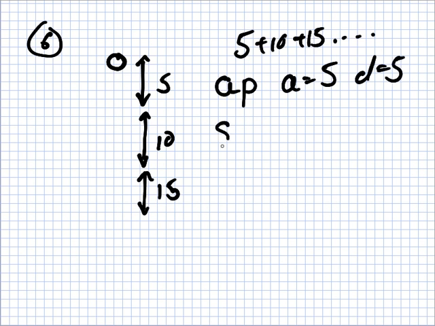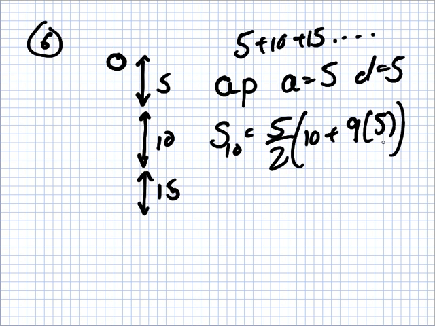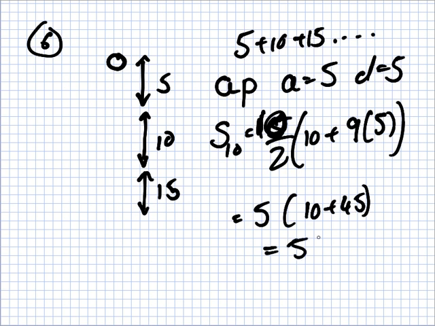So S10 is N over 2, 2A plus N minus 1 D. Oh, sorry, I put the 5 in my head because I was thinking of 10 over 2. Right, so that's 5 times 10 plus 45. So that's 5 times 55? 275, thank you. 275.